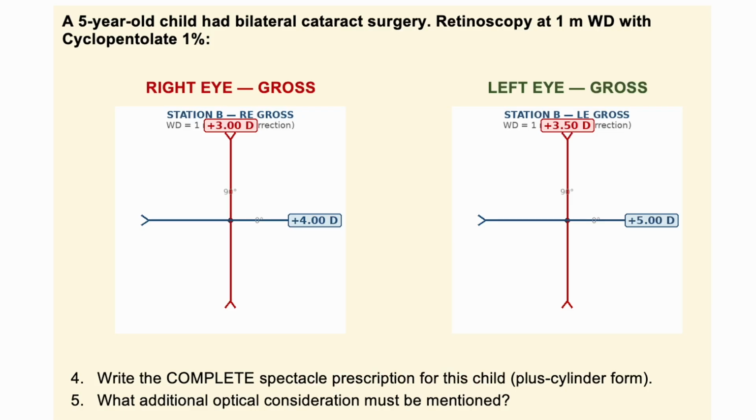The first question is: post cataract surgery, child, bilateral aphakia is given, working distance is 1 meter, cyclopentolate 1% is used. Right eye gross retinoscopic value is plus 3 diopter at 90, plus 4 diopter at 180. Left eye gross value is plus 3.5 at 90, plus 5 at 180 degrees. So the question is, what is the complete spectacle power in plus cylinder form? What additional optical consideration must be mentioned?